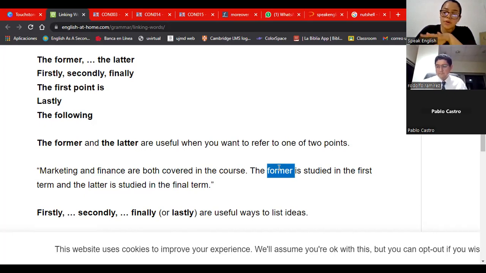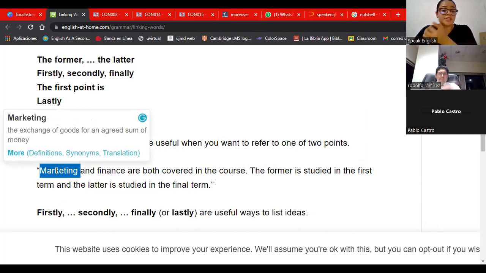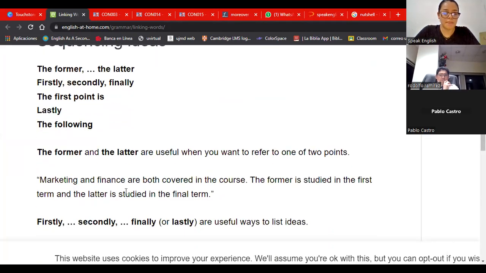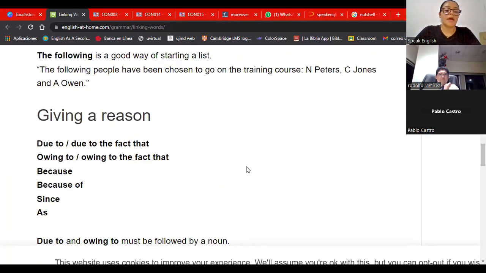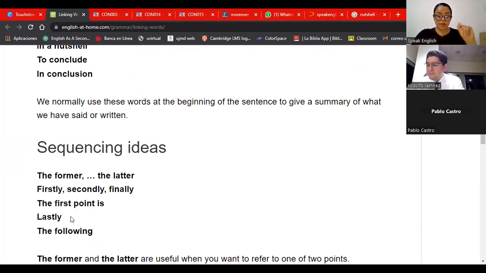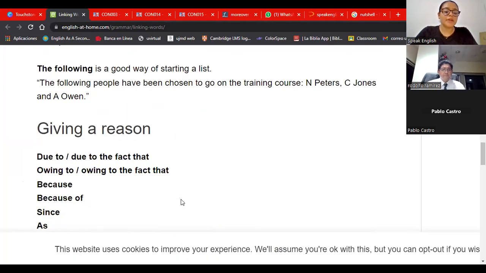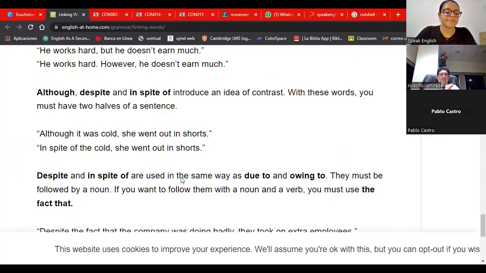The former is studied in the first term and the latter is studied in the final term. Okay. Former? We are talking about the first one that you mentioned in the previous sentence, exactly. And latter, in this case, would be finance. Clear now? Yes, got it. Okay, very good. Do we have in the notebook the meaning of these new words? All right, let's continue with giving a reason. If I'm not mistaken, the last two.